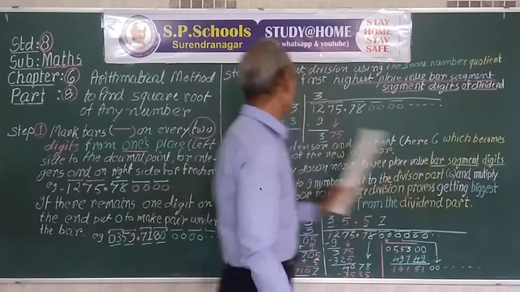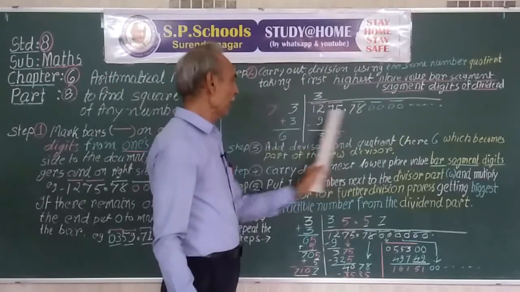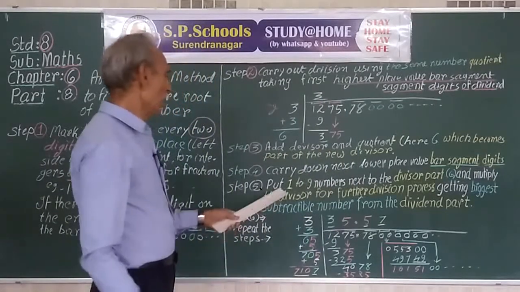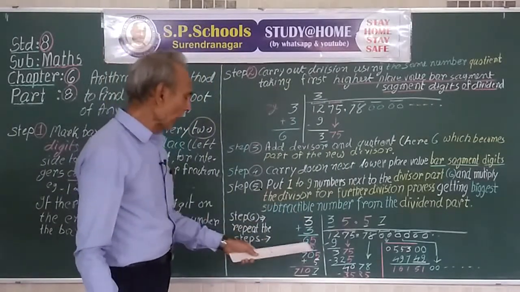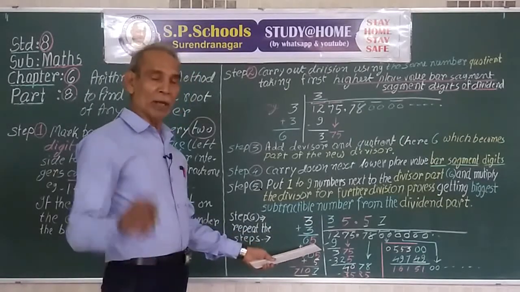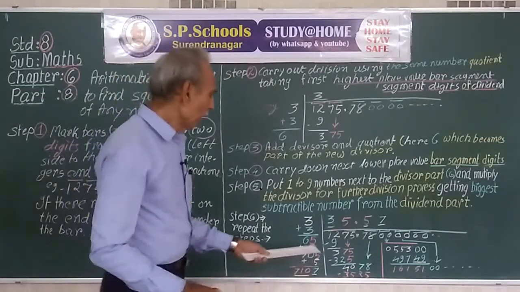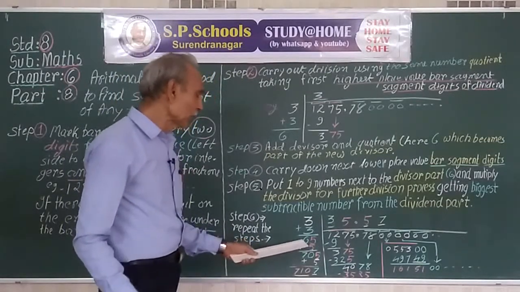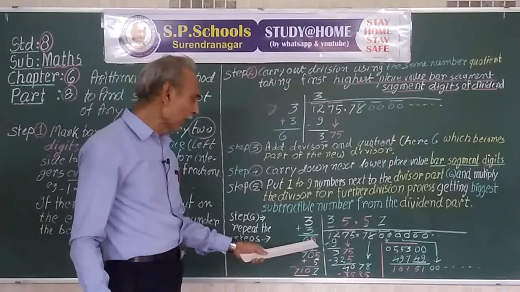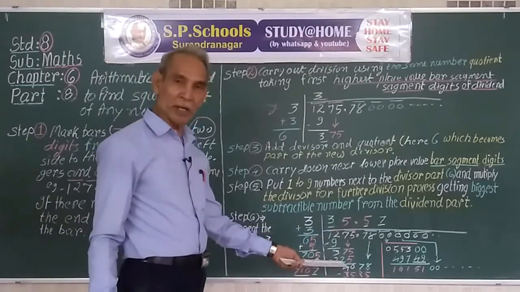Take the next lower place value bar segment, 75, next to 12. Put digits 1 to 9 next to 6, like 1, 2, 3, 4, and multiply this new divisor by the same number. If you put 1 here, multiply 61 by 1 and get the part of the dividend.